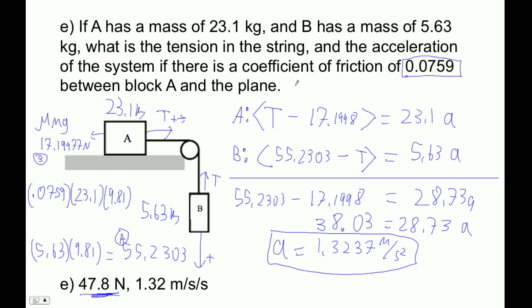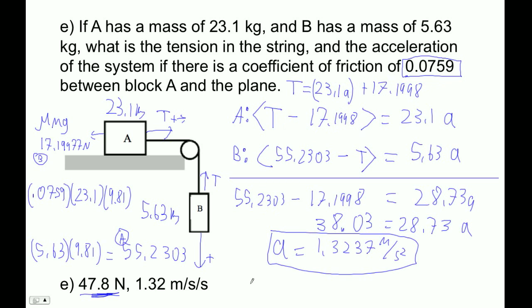So T here is going to equal 23.1A plus 17.1998, right? So 23.1 times A plus alpha B, right? If I plug that in, I get 47.777777, right? So what I plugged in was I did this, right?